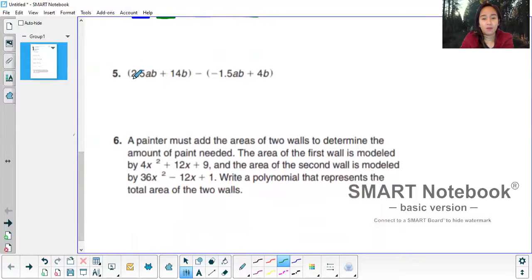For number 5, this is just so simple, actually. Take note, it's a minus between them. So for the ab terms, what's 2.5 minus negative 1.5? Again, 2.5 minus negative 1.5. Then you write ab. Next, for the b, 14b minus 4b. What's 14 minus 4? Then you write b.